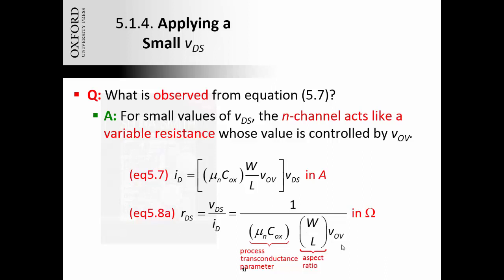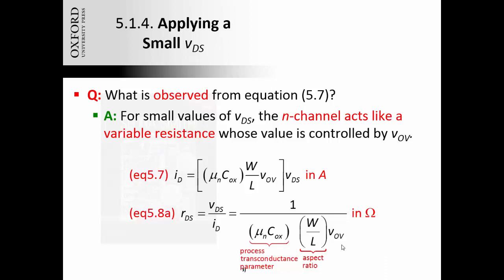We can actually define a channel resistance by doing VDS over ID, and we see there that it's 1 over mu n COX W over L times VOV. So we apply a bigger overdrive voltage, we're going to get a smaller RDS.